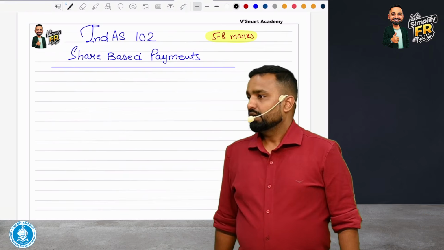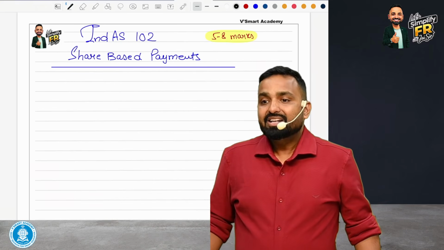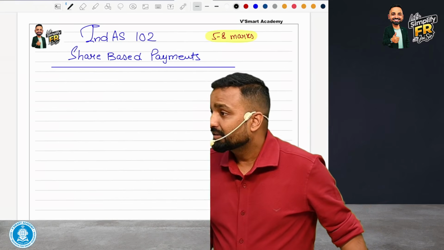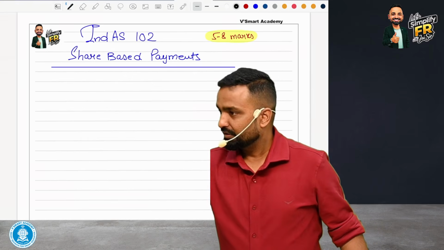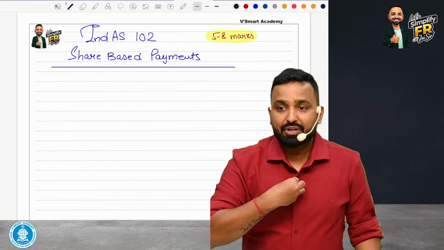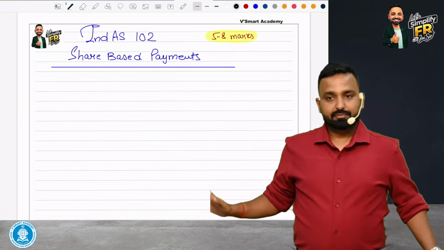Today's date we will name as grant date. Grant date means offer date. I offered ESOP. I offered SAR. What is grant date? Offer date.